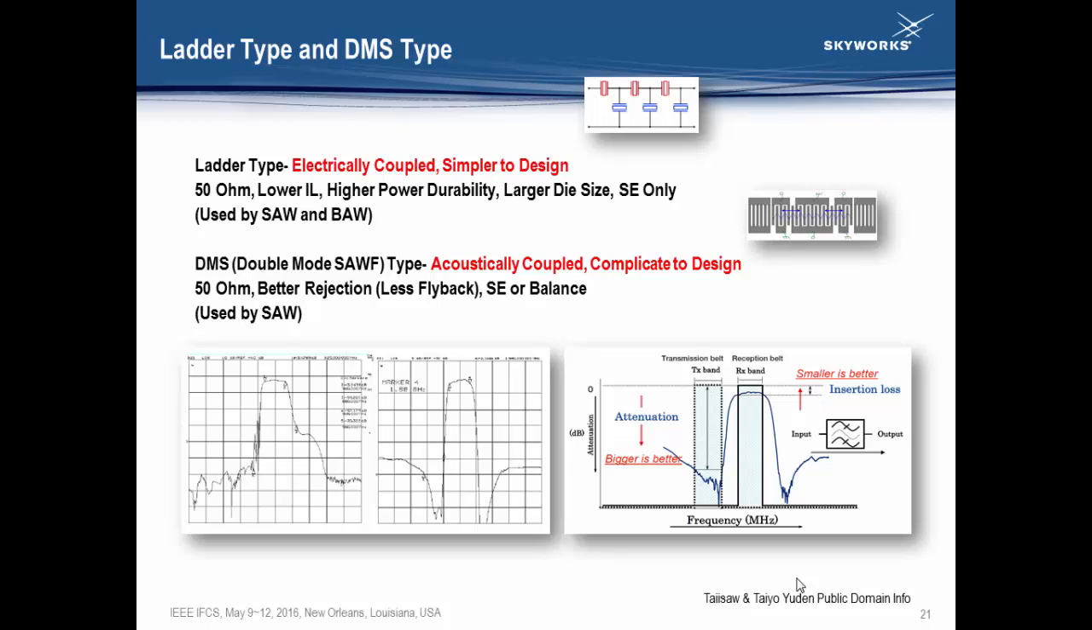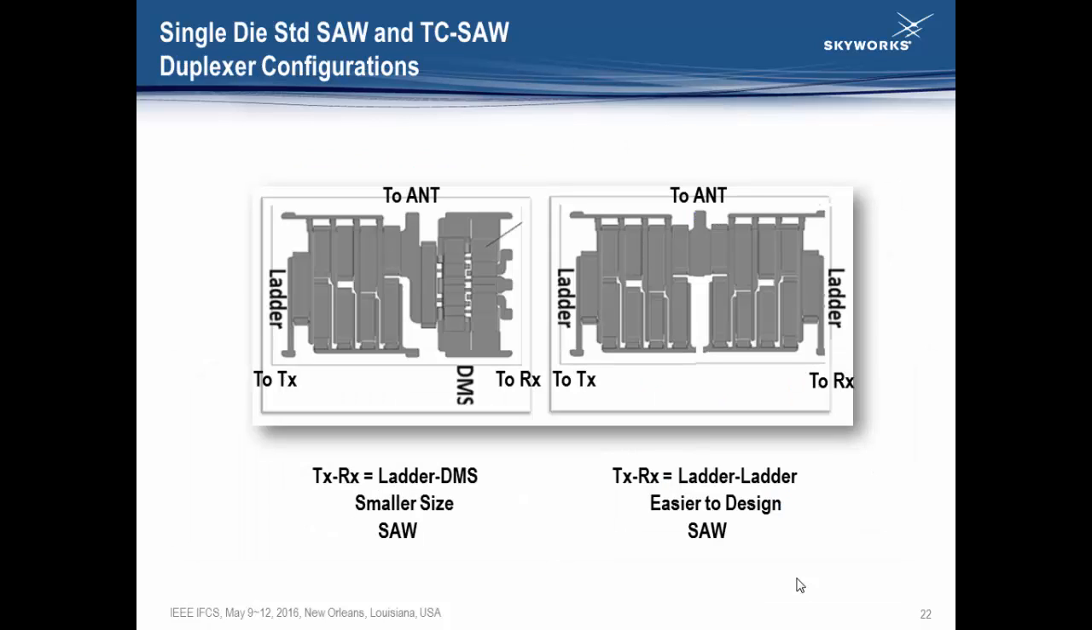This is just some designed structures for SAW devices. I'll skip this one here. Basically, this is just to show you that currently we do a lot of duplexers. In a duplexer, we have two filters inside, one for receiving and one for transmission, sharing the same antenna. For SAW devices, we can use the ladder type on the left, and then what we call the double mode design on the right.